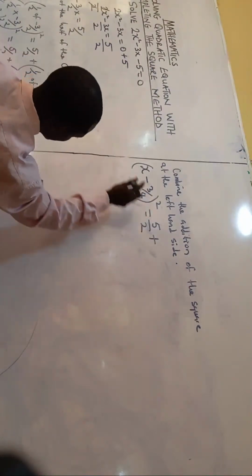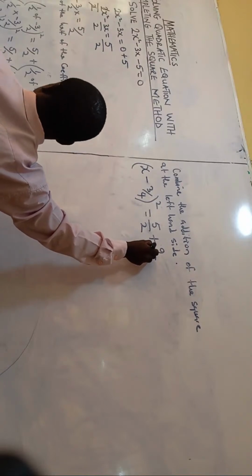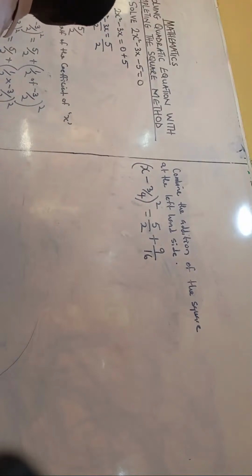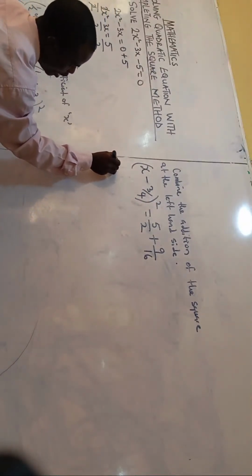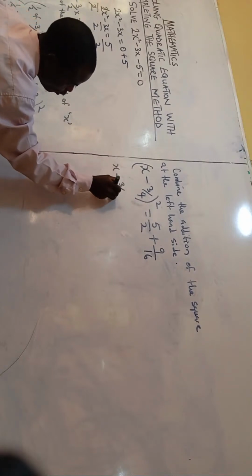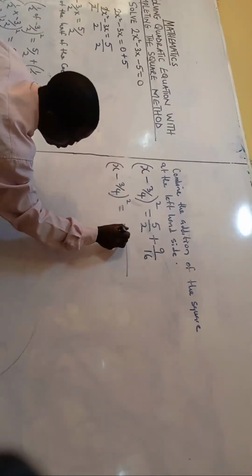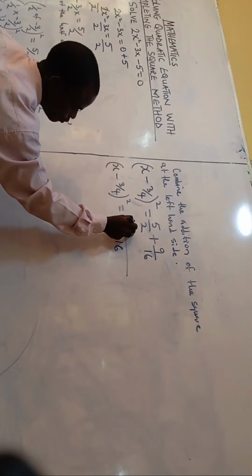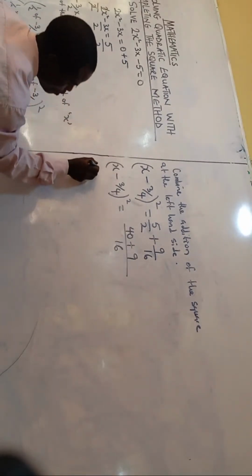This is minus 3 squared. That's 9 over 16. Please, over 16. Is that okay? Yes, sir. Good. You now have x minus 3 over 4 bracket squared. The LCM is 16. 2 goes in 16, that's 8. 8 times 5, 40. Plus 16 goes in 16, still 1. 1 times 9, 9. Good.